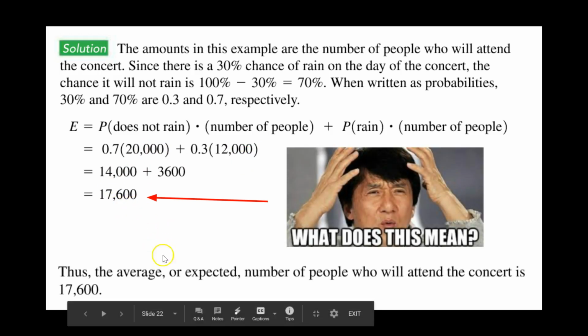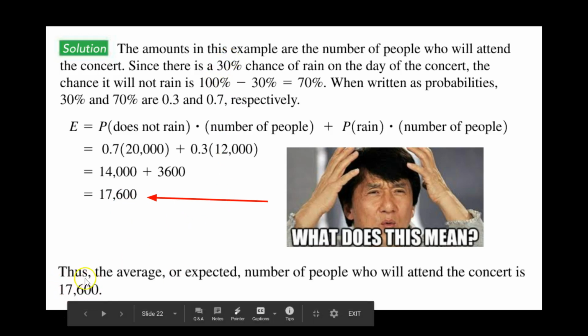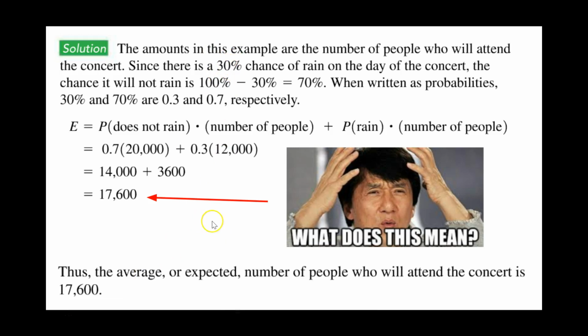17,600. So because the meteorologist said there's a 30% chance of rain, we can probably expect 17,600 people will actually be in attendance at this concert. Crazy, right? We can actually figure it out by just working this expected value formula.